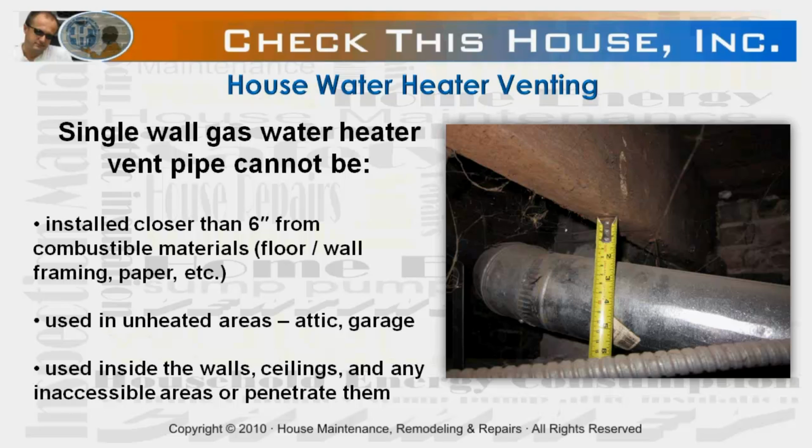Number 2. Single wall gas water heater vent pipes cannot be used in unheated, unconditioned areas like attic, garage, crawl space, even if only partially penetrating that space. Such installation will cause excessive condensation on vent pipe walls and compromise proper drafting. Double wall B-vent type pipe is required for those applications.